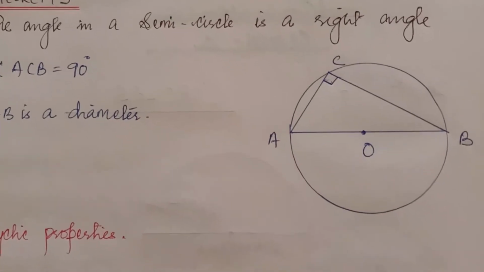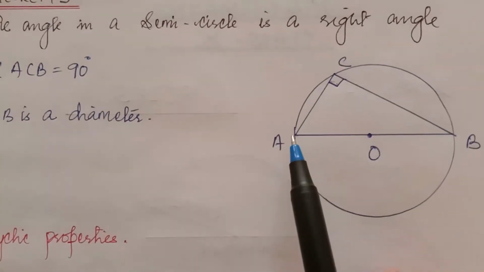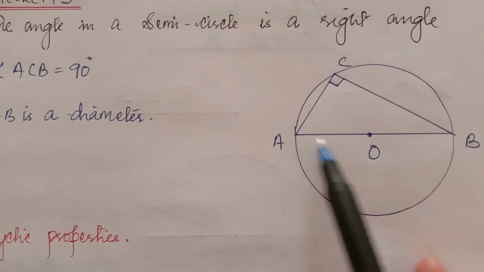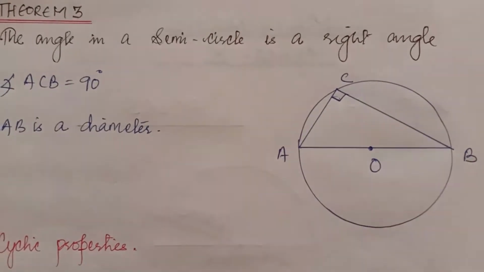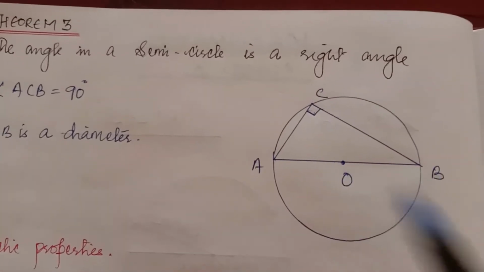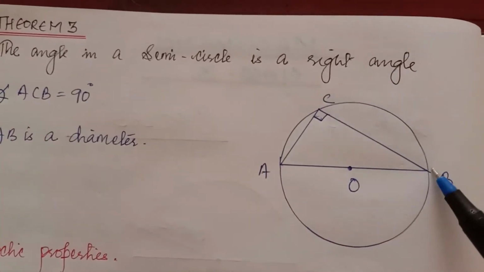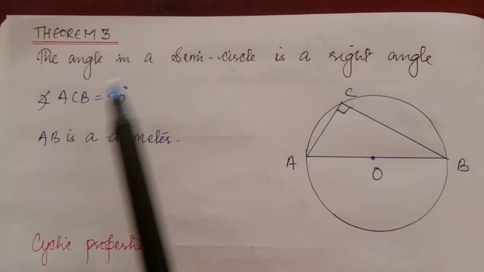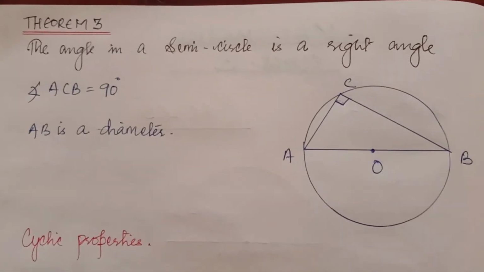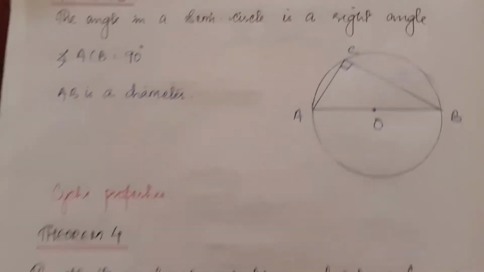Or in another way, we can understand it like this: if AB is a diameter, then the diameter always subtends 90 degrees at the circumference of the circle. So AB is a diameter. If you make an angle here also, then everywhere it will be 90 degrees. So the angle in a semicircle is a right angle, 90 degrees.